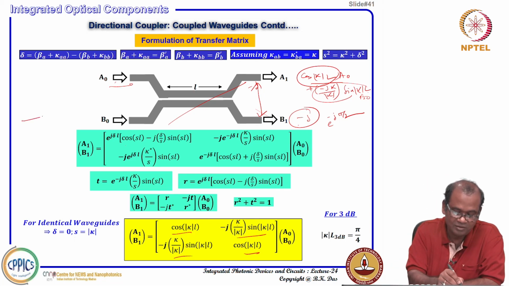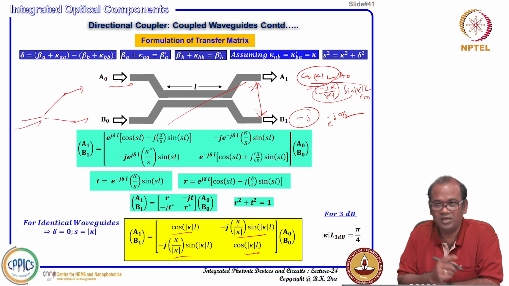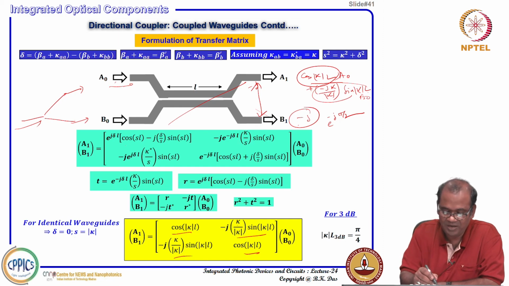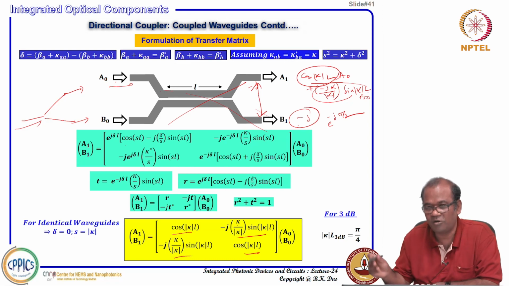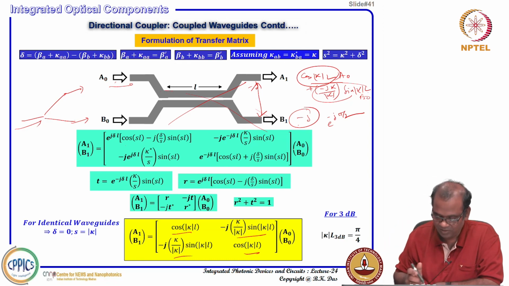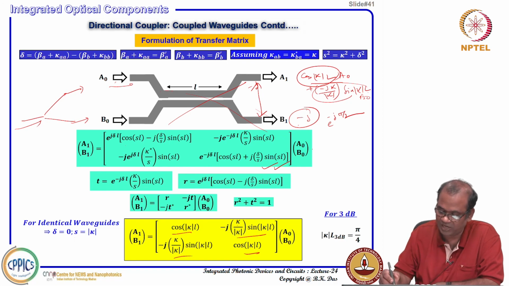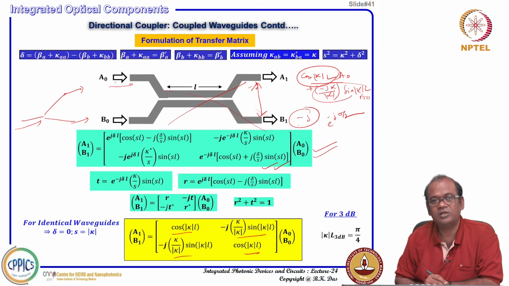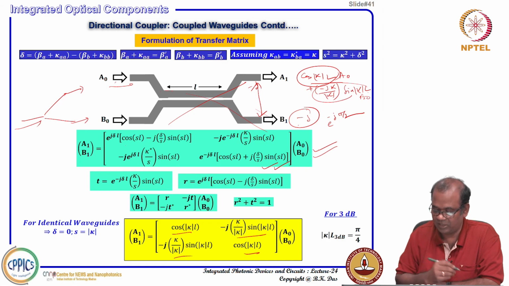That is unlike in the Y junction, where you remember that whatever you get here and whatever you get here are actually in the same phase. But here you see light is going directly, while the other is just crossing. Once it is crossing, the phase shift is pi by 2. That is inclusively used in this equation. This is a general equation, basically the transfer matrix for the coupled directional coupler.